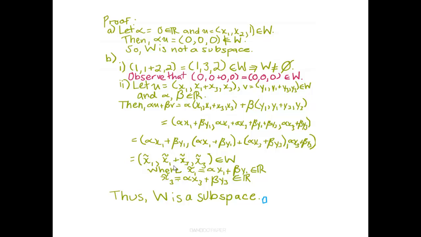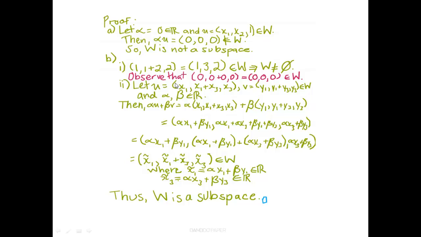Okay, let's go back. Now, if alpha is 0 and u is x1, x2, and 1, then alpha u is 0, 0, 0, which is not an element in W, and therefore we conclude that W is not a subspace of R3. Remember, for it to be a subspace of R3, it has to be closed under scalar multiplication. For every scalar alpha, alpha u is supposed to be in W.